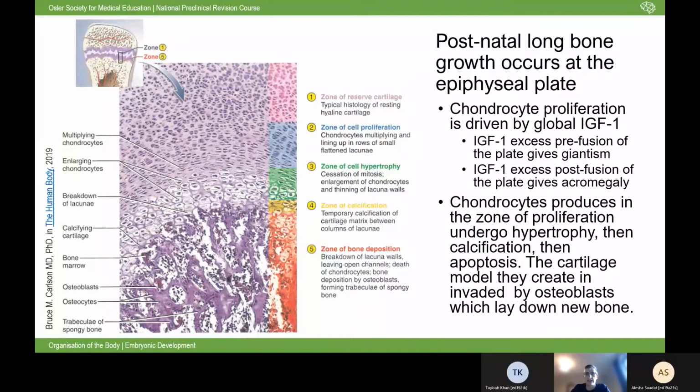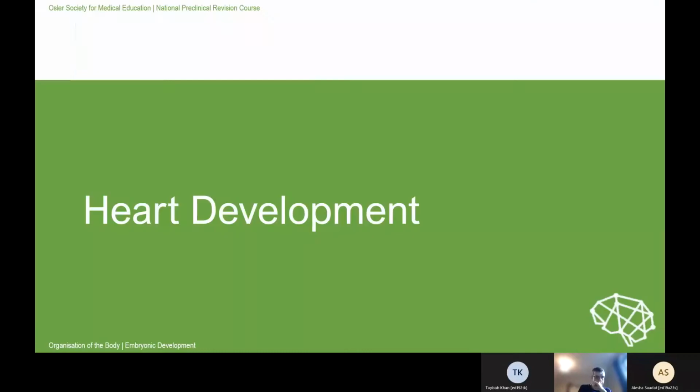It's an interesting example. I haven't got pictures included, but if you have IGF-1 excess before your plates fuse, then you have really, really long bones and you are a giant. If you get IGF-1 mutation or excess during adulthood, say, once your plates have fused, then it gives you acromegaly, which is this really distinctive, coarse, large hands. Remember the histology of this as well. This is a lovely diagram that I would advise that you have a look at.